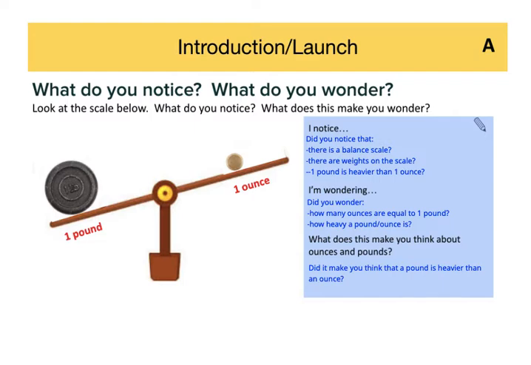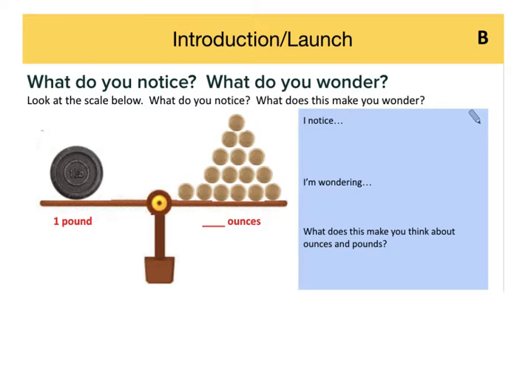Great job. All right, let's go ahead and look at slide B. Now that we're introduced to a pound and an ounce, we know a pound is heavier than an ounce. So I want you to do the same thing. What do you notice? What do you wonder? And you're going to answer the question, what does this make you think about ounces and pounds? Go ahead and complete those prompts, and when you're ready, you can unpause.